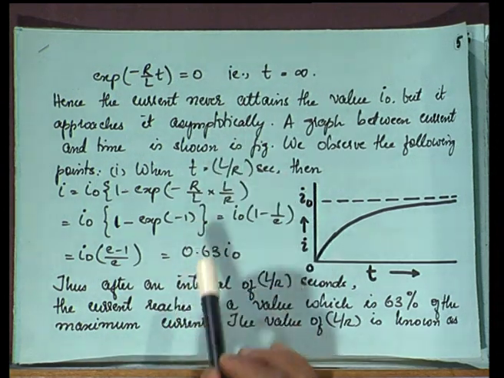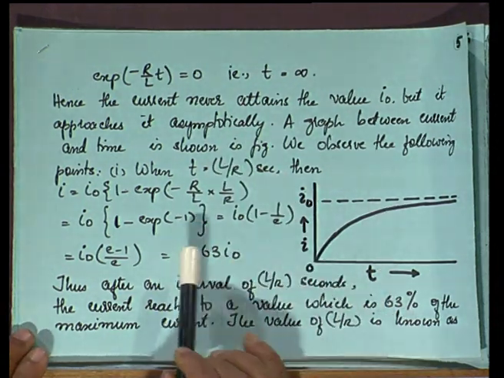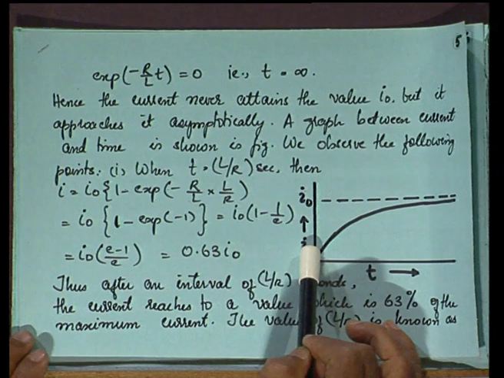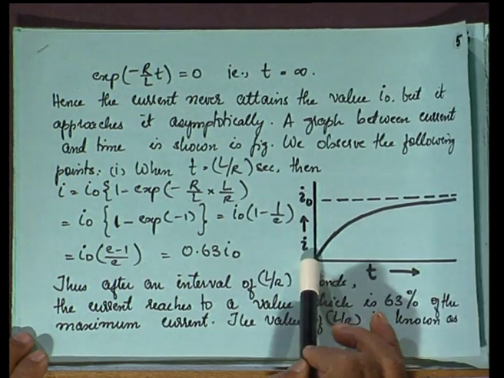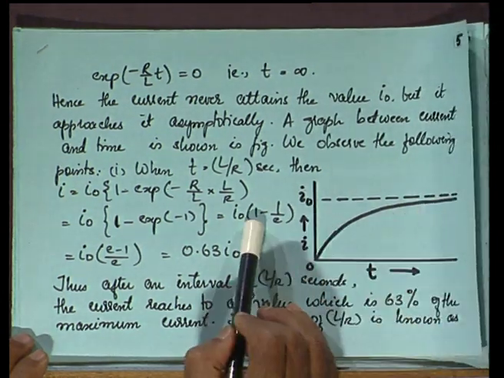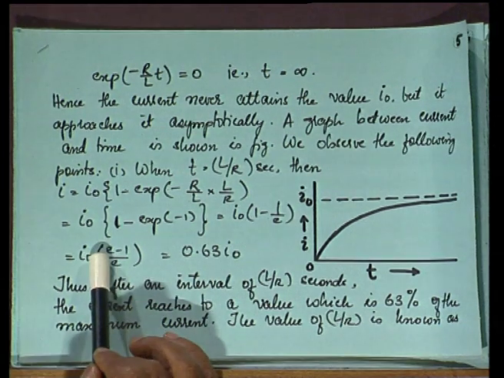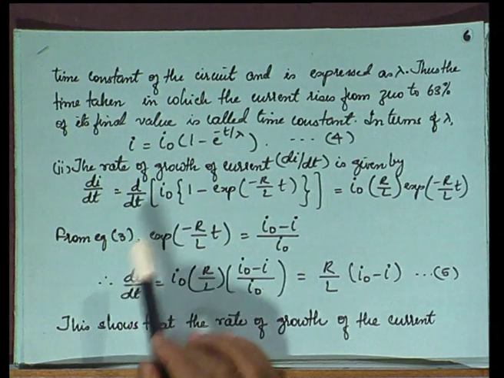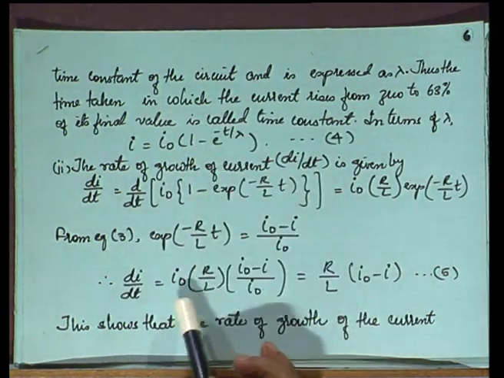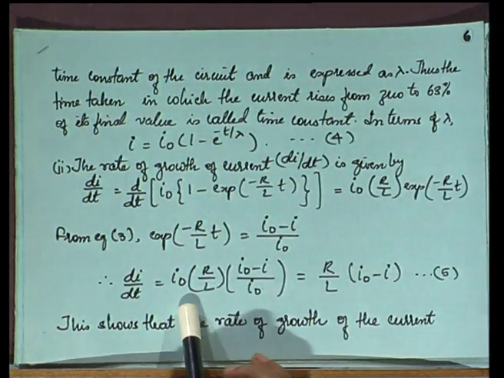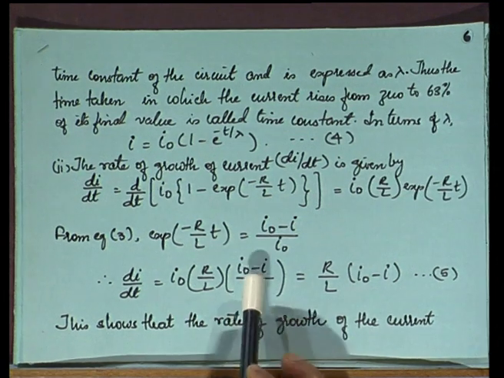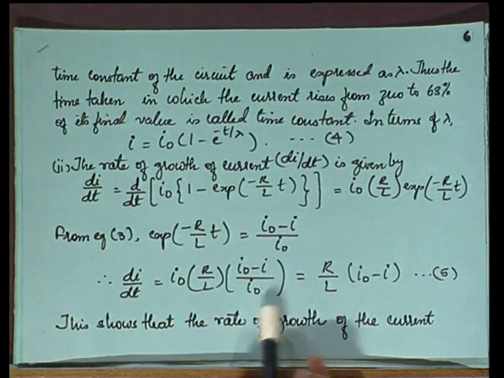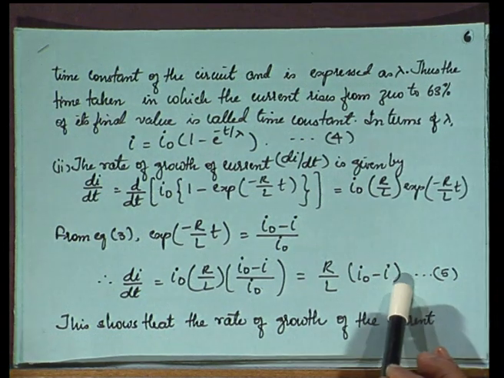R by L. From this equation, if you draw a graph between the current I and the time t, a growth of current will be there. Further, if you differentiate this function, we also obtain the rate of decay of the current. This rate di by dt, if you differentiate the above equation and follow the steps, is equal to I naught R by L, (I naught minus I) divided by I naught. Therefore, R by L is equal to I naught I.